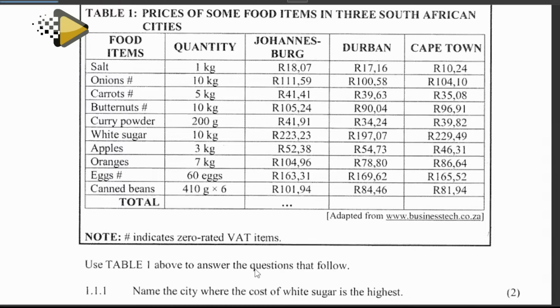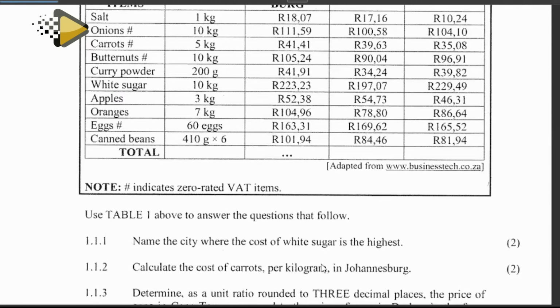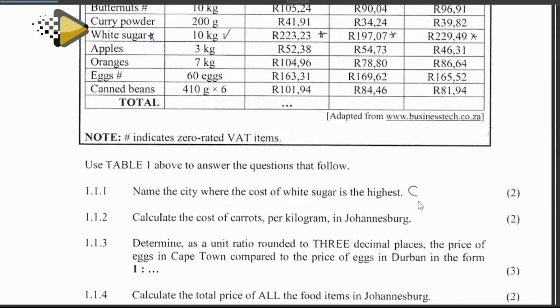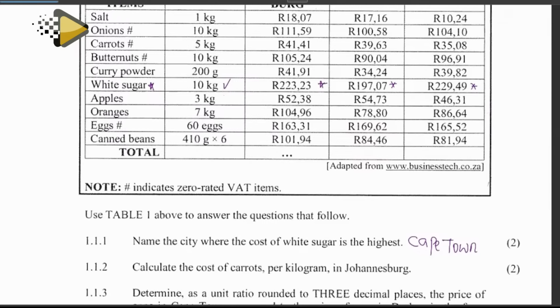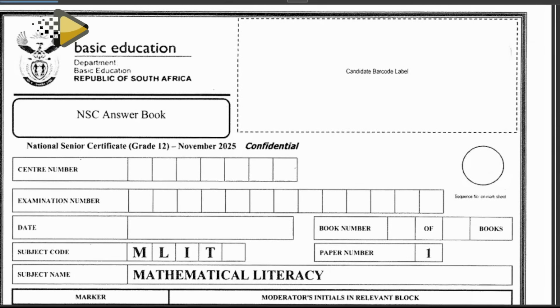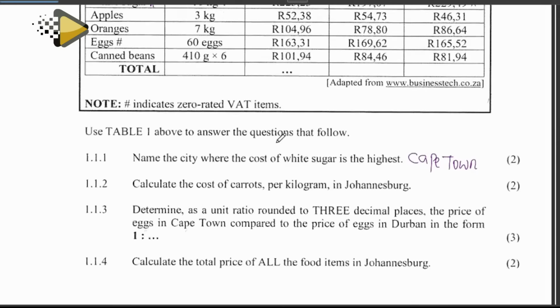Now, the first question says, name the city where the cost of white sugar is the highest. First, look for the white sugar. White sugar is here. These are quantities. These are the costs for the cities. So where is it the highest? This is 229 and 223. So this other side here was Cape Town. The answer is Cape Town.